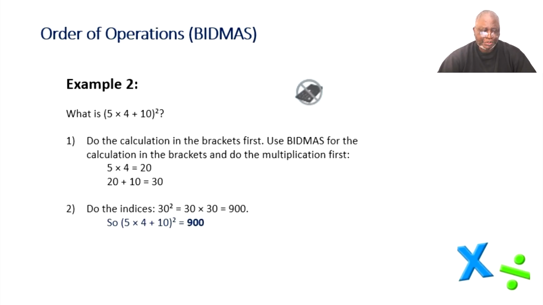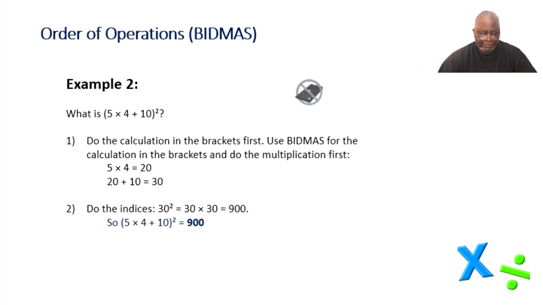Example 2. What is open brackets 5 times 4 plus 10 close brackets squared? What that means is you have to do your calculations inside before you square your answer. Do the calculation in the brackets first. Use BIDMAS for the calculation in the brackets and do multiplication first. 5 times 4 is equal to 20. 20 plus 10 is equal to 30.